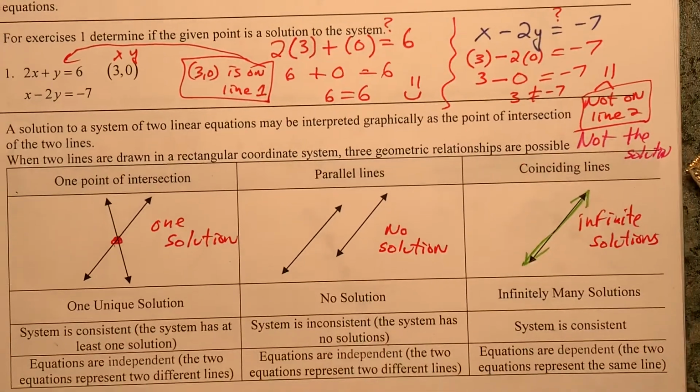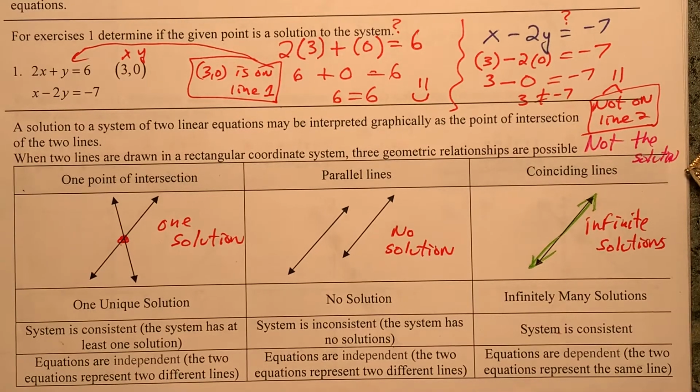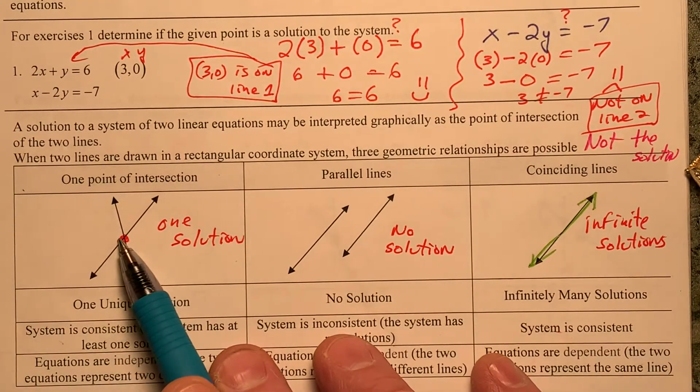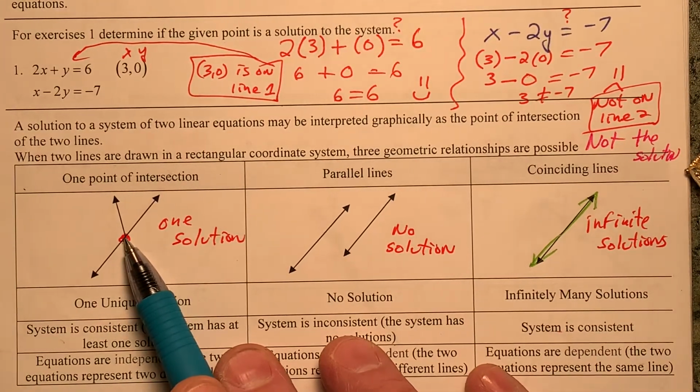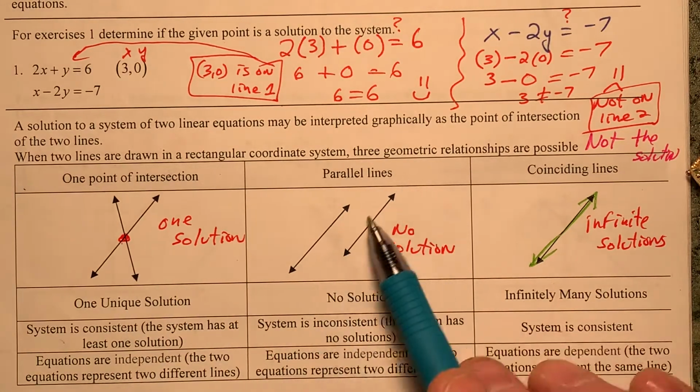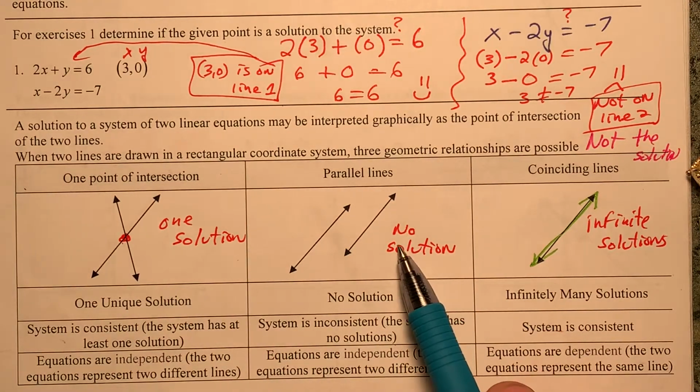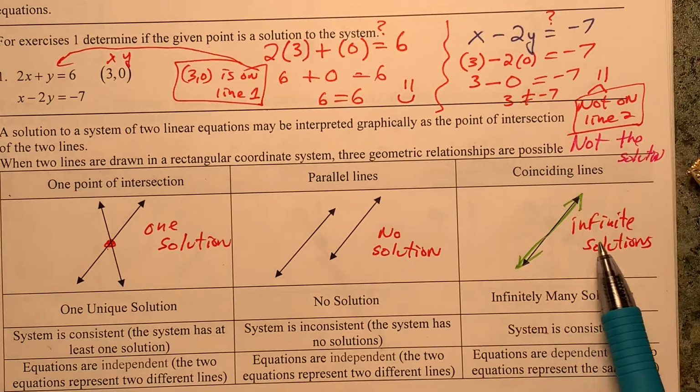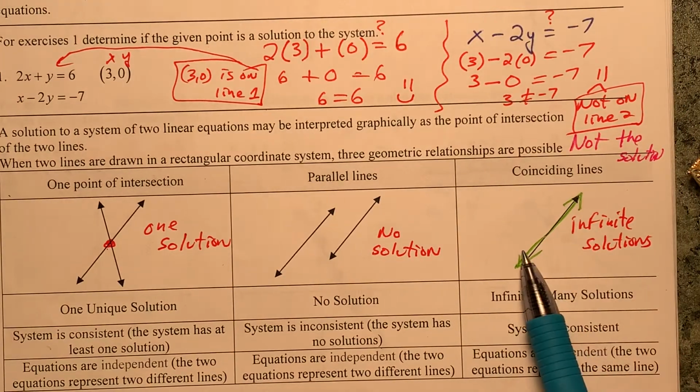So a couple of scenarios, what can happen when you're graphing two lines? You can get one solution. This is most likely what's going to happen in most of our problems. You could have parallel lines, which means they never cross, which means there's no solution. Or we could have one line right on top of another line, which means infinite solutions.